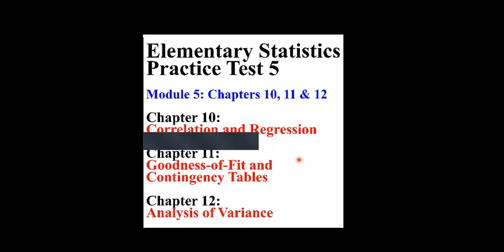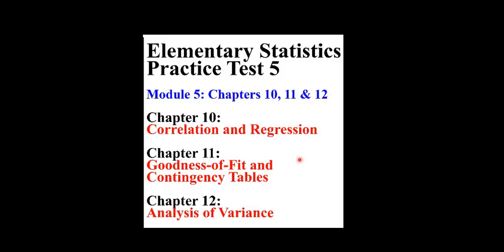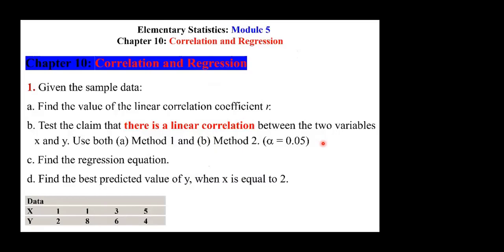Elementary Statistics, practice test number 5, module 5, covering chapters 10, 11, and 12. Chapter 10, correlation and regressions. Chapter 11, goodness of fit and contingency tables. Chapter 12, ANOVA, analysis of variance. We're going to cover chapter 10, correlation and regression.